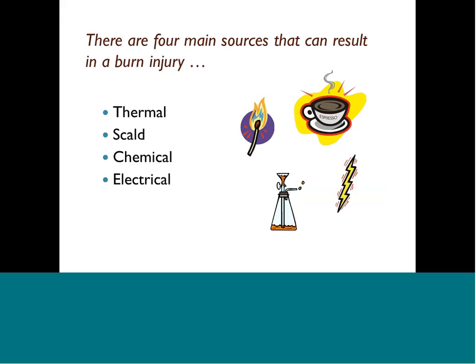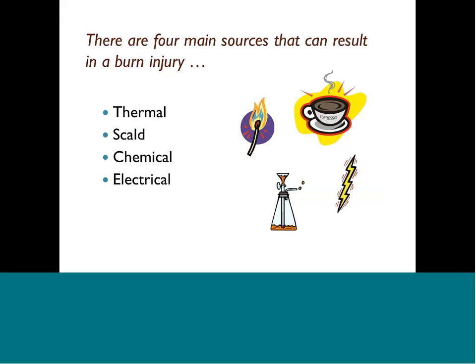Looking at the main sources that can result in a burn injury, there are 4 different types: thermal, scald, chemical, and electrical. Now, some areas do classify thermal and scald together. For this module, I've separated them out because they're quite a bit different in who we see with those injuries and how they're treated.